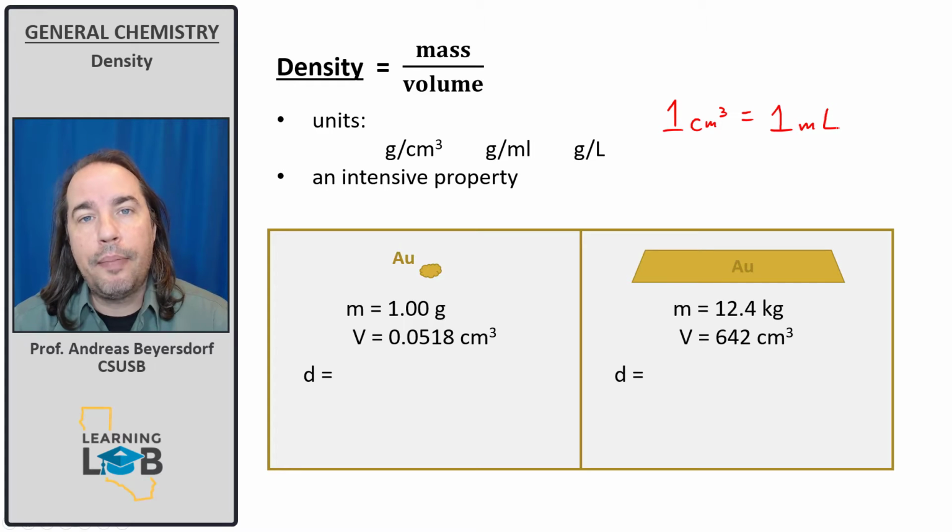Now what's important about density is that it's an intensive property. That means the density of a material will be the same whether you're talking about a small amount of it or a large amount of it. Let's show this in these two examples on this page.